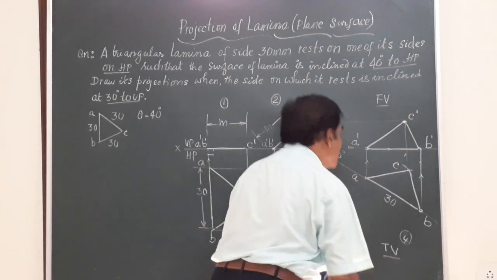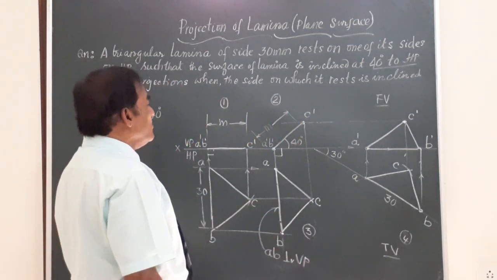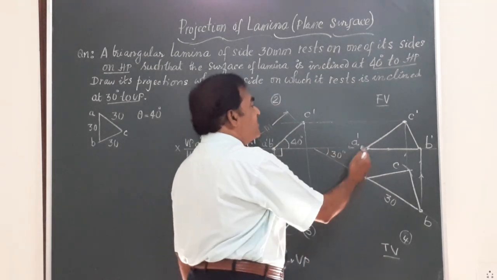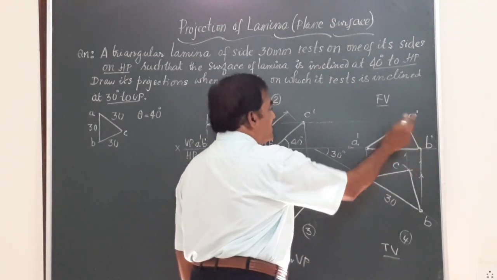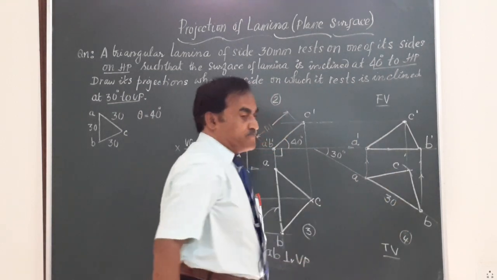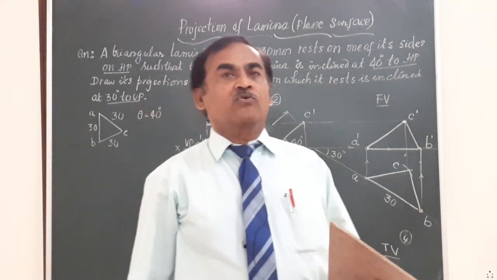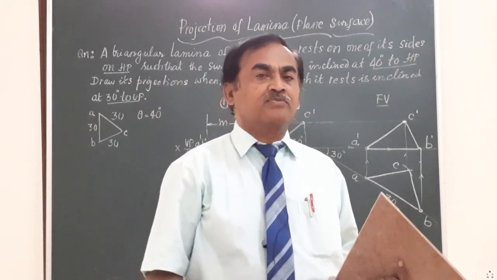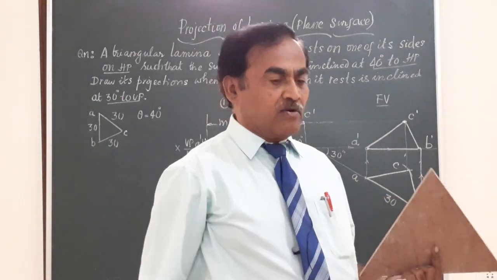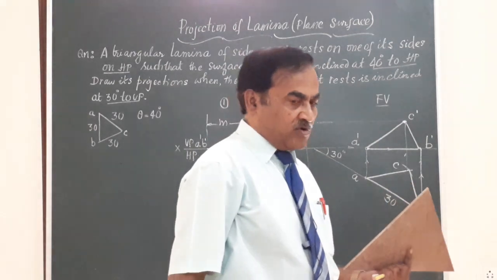So, friends, the last figure will give you totally the projections of the lamina, that is the front view represented by A dash, B dash, C dash and the top view, that is ABC. Friends, I hope you were able to follow the small concepts I gave you for the initial positioning of the object, and I am sure you have followed this.